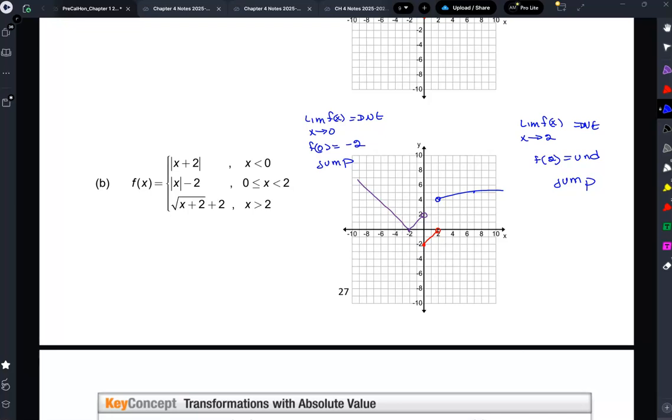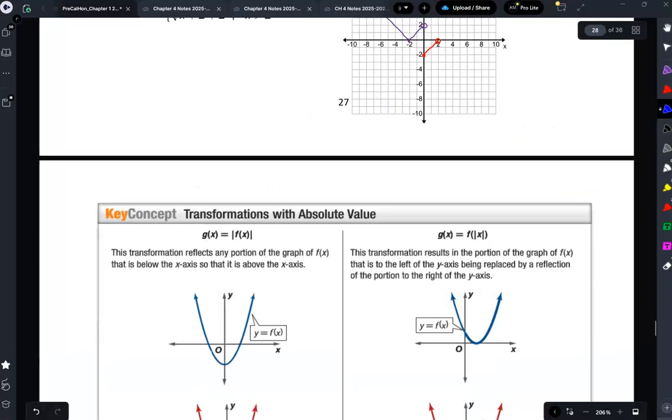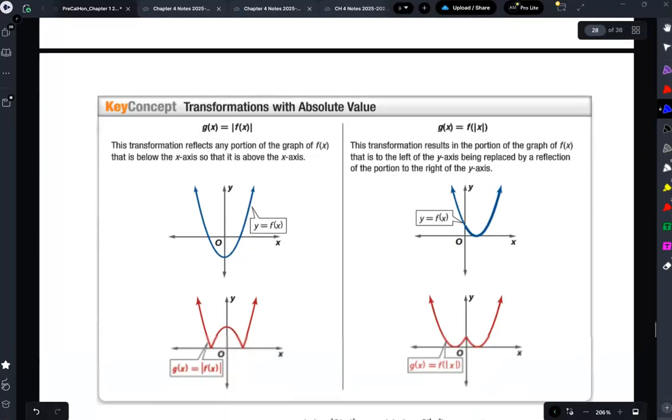Oh, so any jump discontinuity is D. Yeah. It's just about whether the f of x exists. Okay.